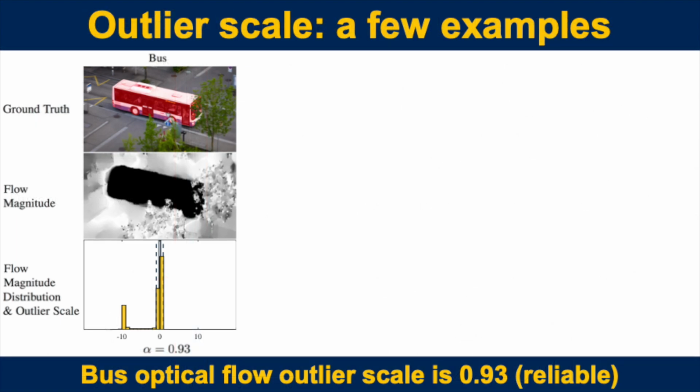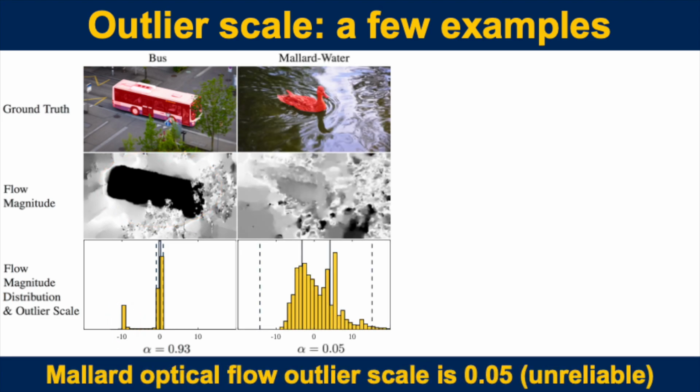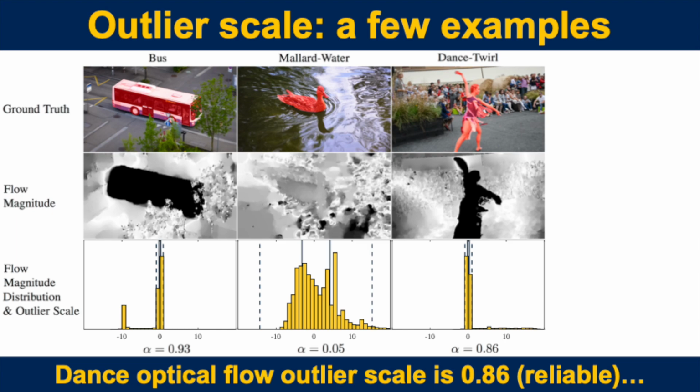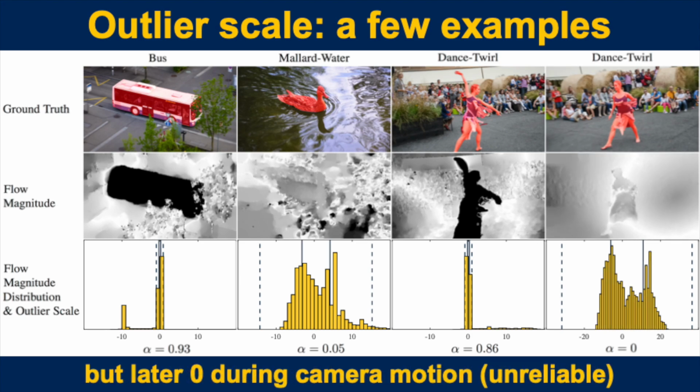Let's look at a few examples for optical flow. In the bus video, we have a bimodal distribution that reliably identifies the bus as an outlier. In the Mallard video, rippling water causes a much wider distribution of optical flow with no meaningful outliers. In our third example, the dancer is reliably identified in flow data when the camera is relatively stationary, but the same data source becomes unreliable once the camera starts moving. In all cases, the outlier scale helps us identify how reliably a data source can track a foreground object in the current frame of video.